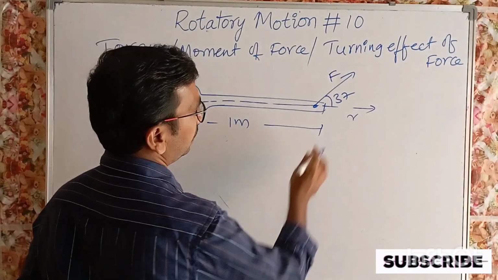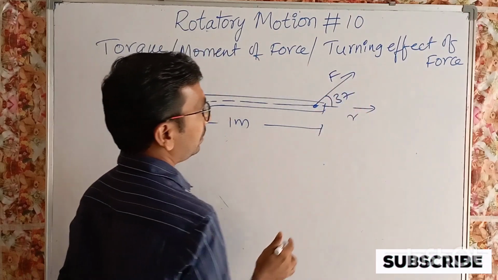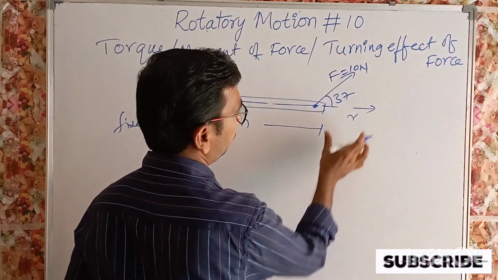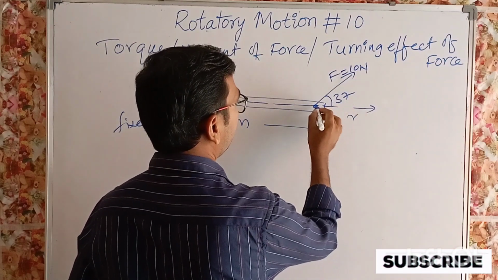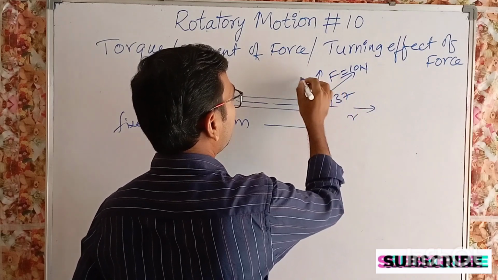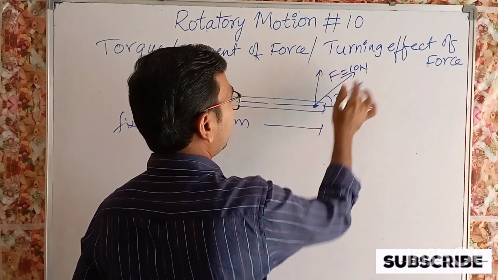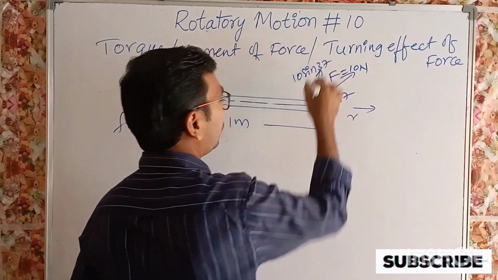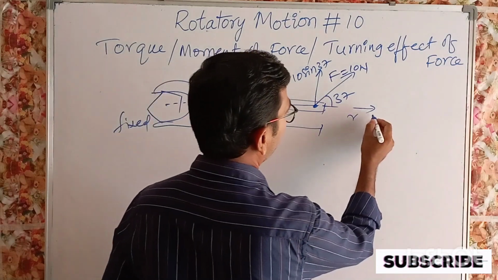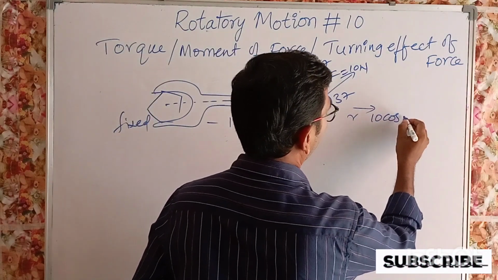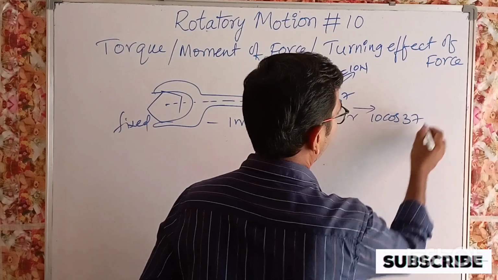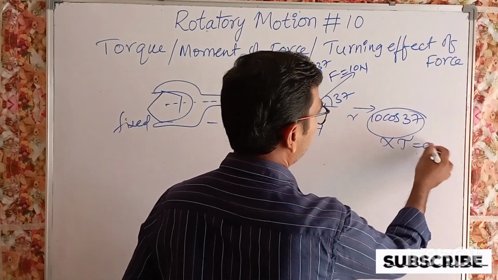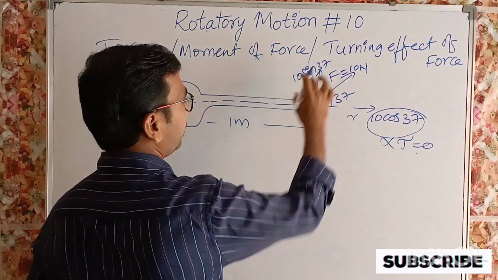So here this F is resolved into two components. F is equal to 10 newtons, making an angle of 37 degrees with the arm length. So this component is 10 sin 37, and this component is 10 cos 37. The 10 cos 37 component gives no turning effect, so its turning effect is equal to 0. The turning effect is due to F perpendicular.